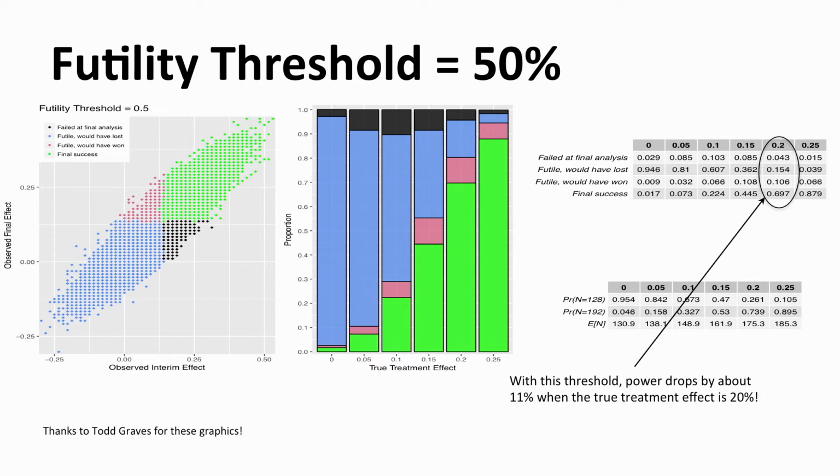We also see that we decrease our type 1 error rate. In the null scenario, our type 1 error went from 2.5%, now it's down to about 1.7%. It's all about finding the right balance. So with a high threshold, we can stop more of our trials early, we can save more of our patient resources, but that comes with the risk of a decrease in our power.